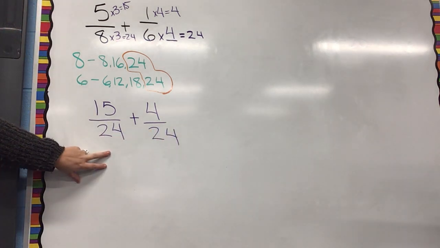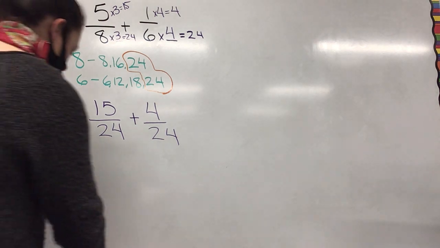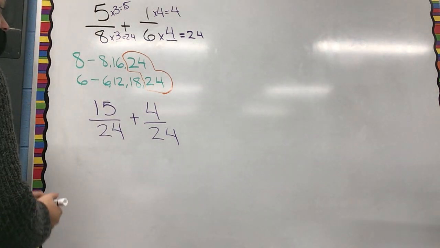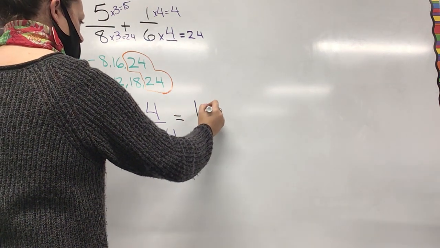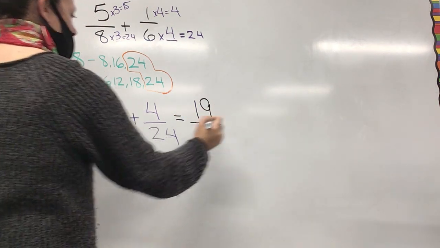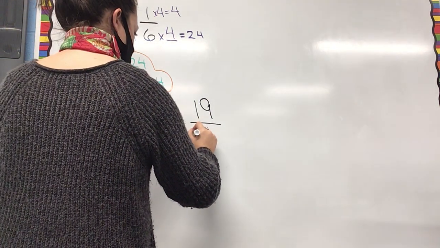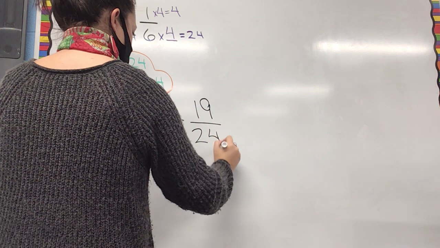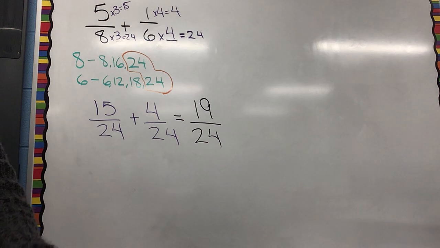Do I have like denominators now? Yes. Could I add them now? Yes. What is 15 plus 4? 19. My denominator, do I change it? No. Can I simplify that at all? No. There's nothing I could divide those by. All right.